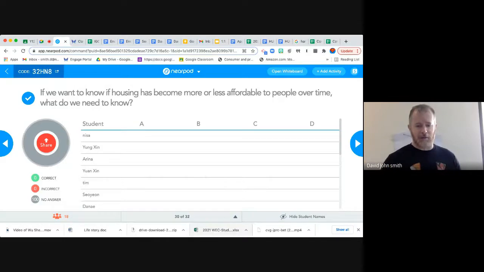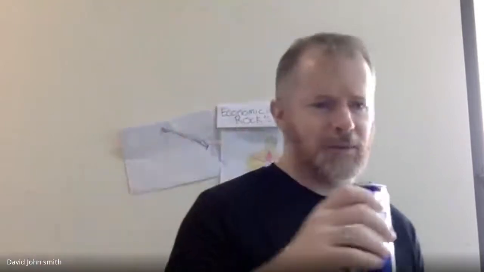All right, so I'm going to stop the sharing because otherwise you'll be able to see. If we want to know if housing has become more or less affordable to people over time, what do we need to know? Have a go, A, B, C, or D. Oh, I need to tell you about housing too.